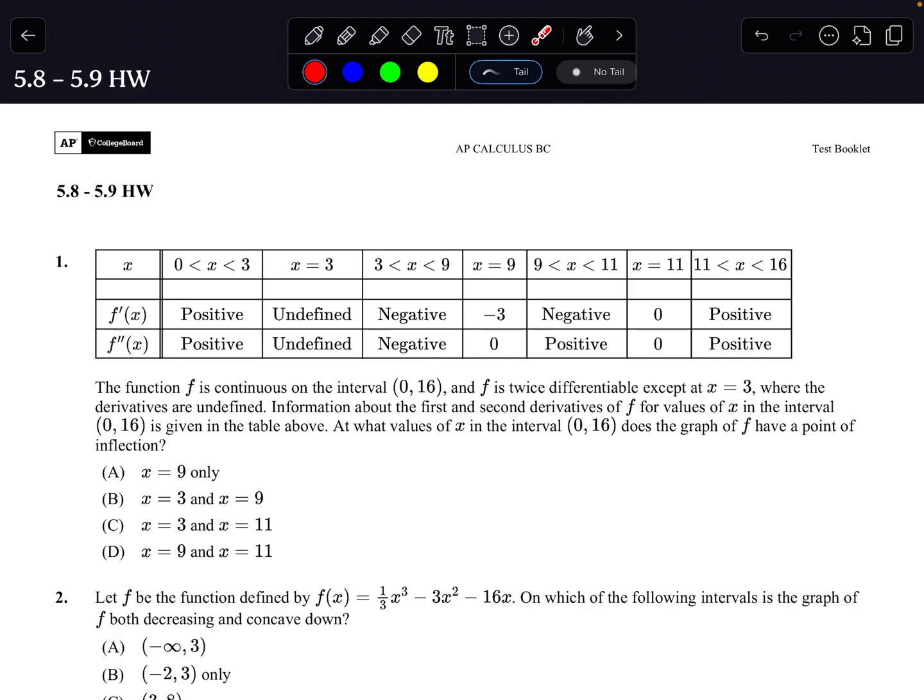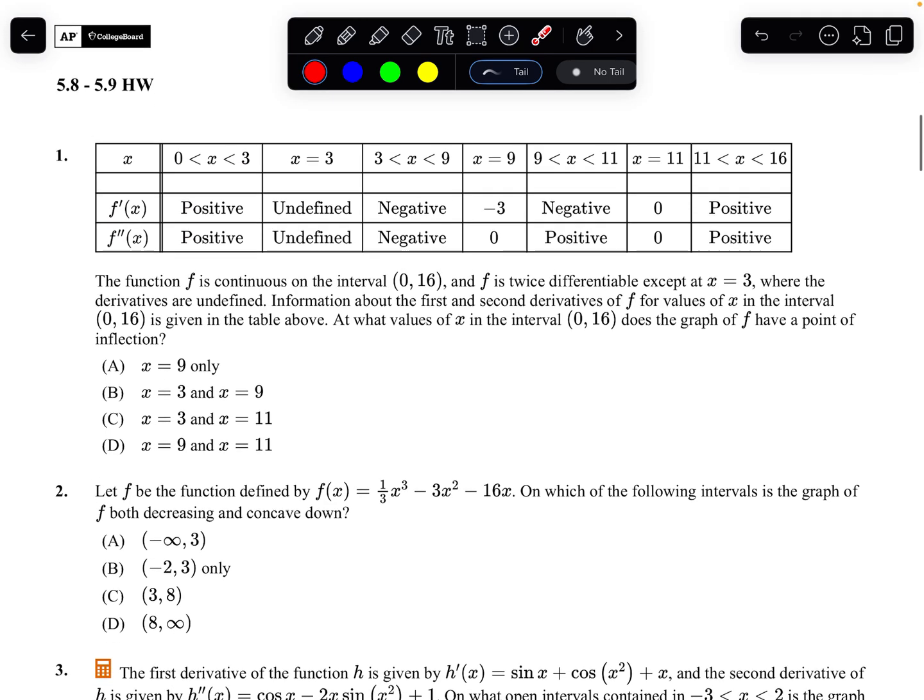So for one, we have this table. Tables like this are kind of weird, but it has not just what's happening at x values, but it tells us the values in between them as well. So we have x equals 3. But in between 0 and 3, we can see that f prime is positive and f double prime is positive, and so on and so forth.